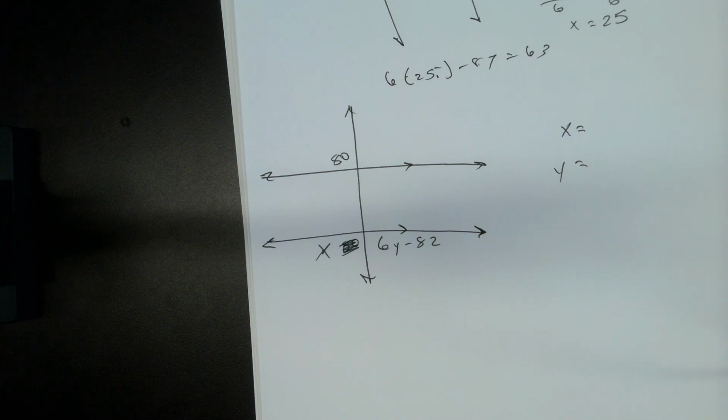No. 6y minus 82 equals 80, right? Oh, maybe. You're right. Maybe. Try it. But that doesn't work. We're going to do it together, so just go ahead.